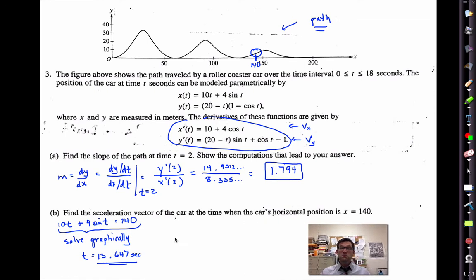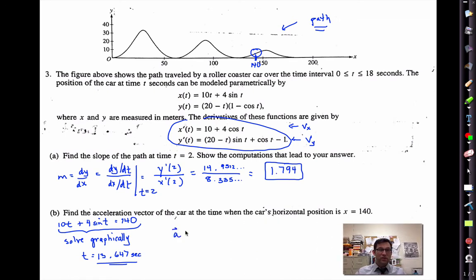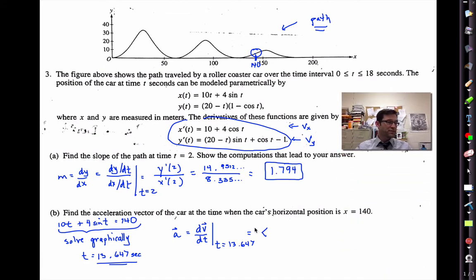So that's when I hit it, but now it's easy because the acceleration vector is always the derivative of the velocity vector. And again, I love the notation here. We're just going to put in t equals 13.647. You don't need to show how you find that derivative. All you have to do is establish the fact that the acceleration is the derivative of the velocity vector. Then we're going to just simply use the numerical derivative command on our calculator to find the derivative of both of those.